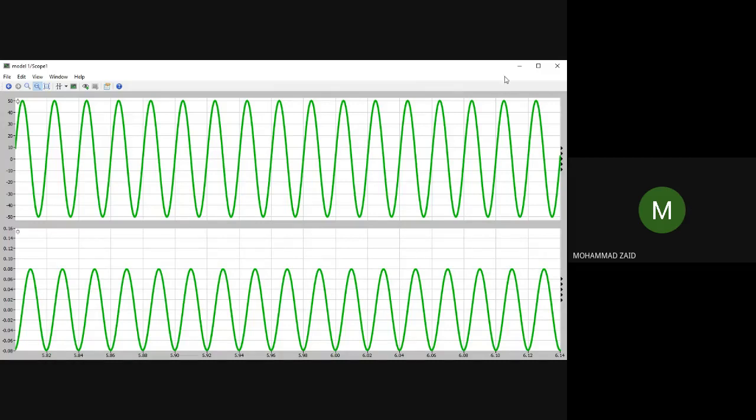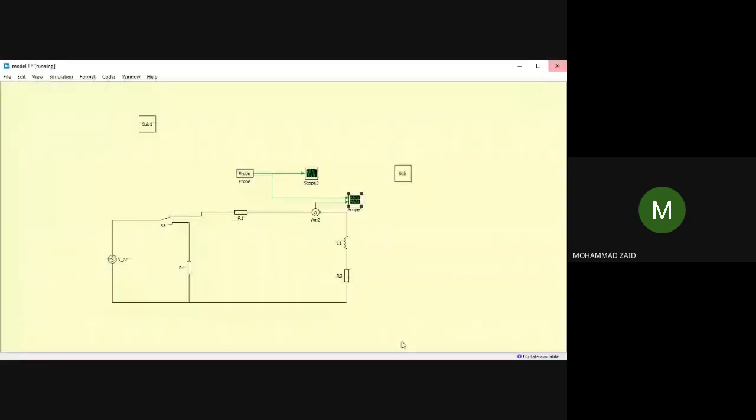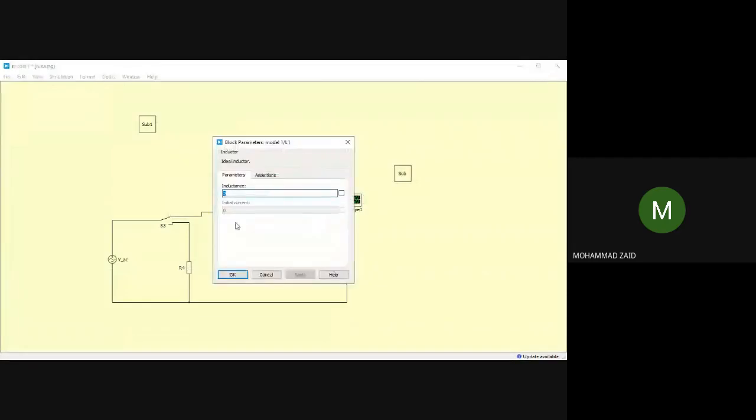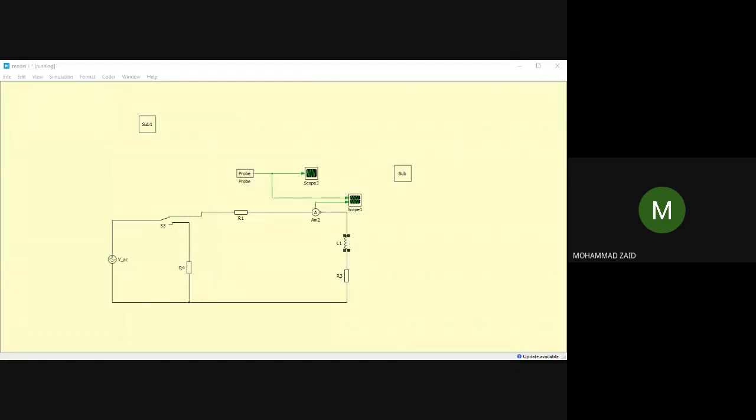Here I have not taken any initial inductor current. The initial current was 0. You can also take some initial inductor current and then simulate and see what is happening. So this much from my side.